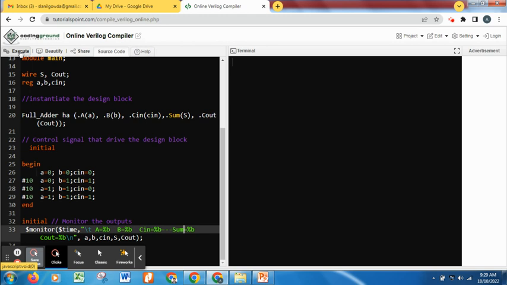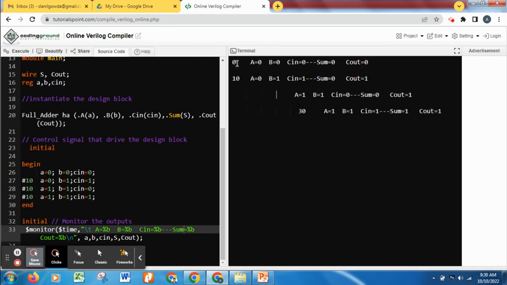The simulation result is on the right side. At zero simulation time, the value of A is 0, B is 0, C in is 0. Therefore, sum is also 0 and C out is also 0. At the 10th simulation time, I changed the values to 0, 1, 1. In response to this input combination, the output sum is 0, whereas C out is 1, that is 1 plus 1 leads to 0 by generating a 1 bit carry.